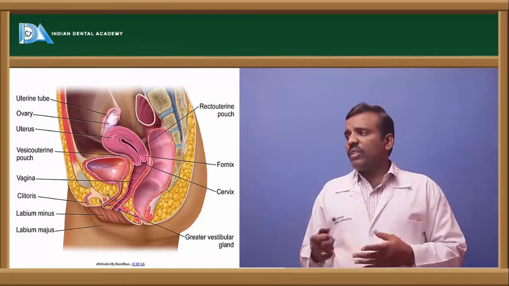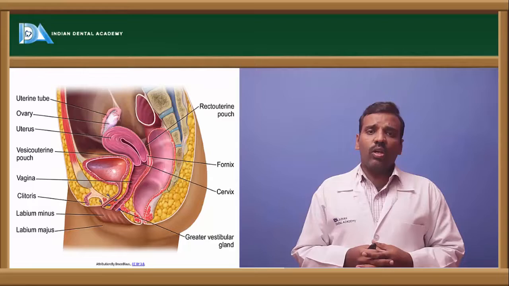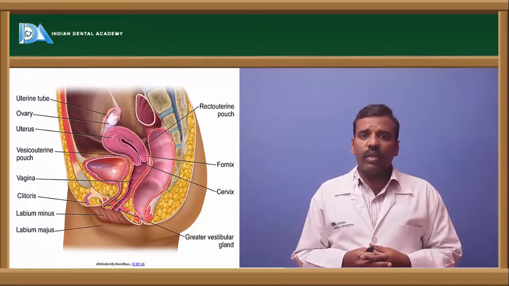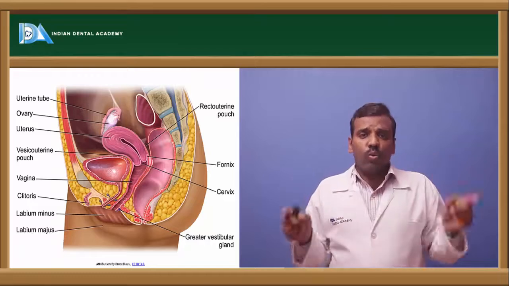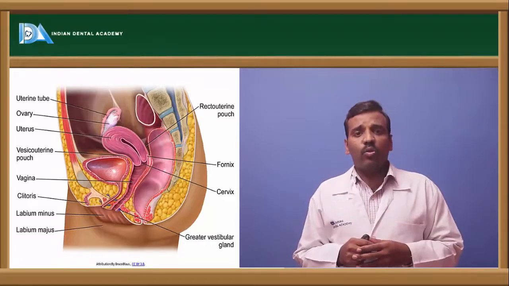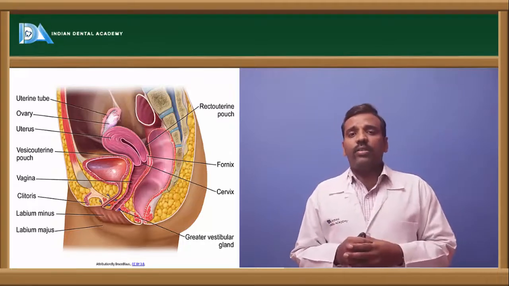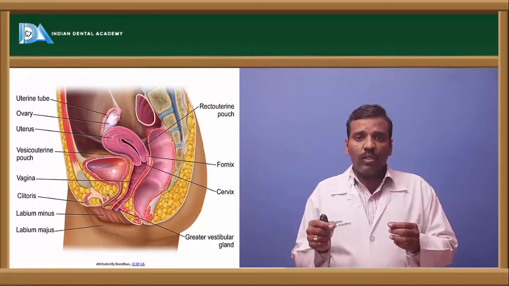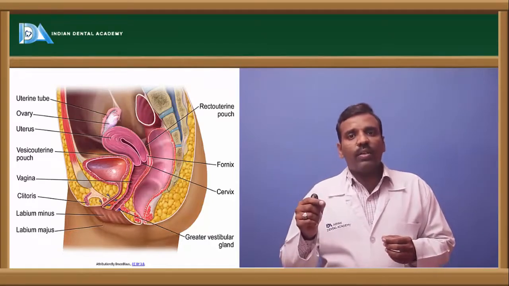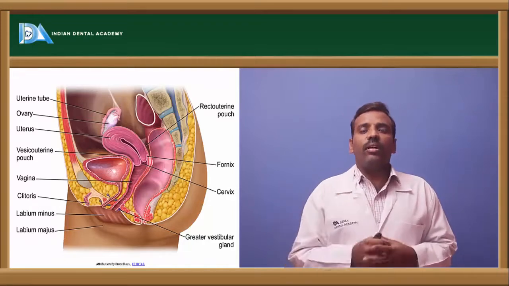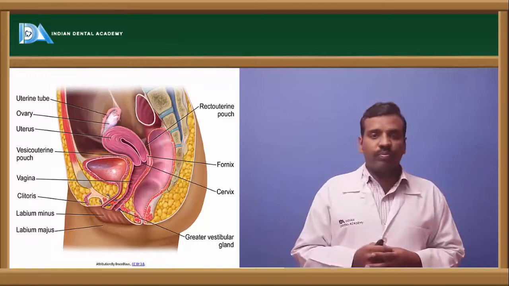Next, if you see the diagram, we can observe all the parts of the female reproductive system here. The uterus is connected to the two fallopian tubes, and those two fallopian tubes are connected to the ovary. So that is the innermost part. Ovary to fallopian tube, fallopian tube to uterus, uterus to cervix, cervix to vagina, and then the external genital part, that is the labia majora and labia minora.